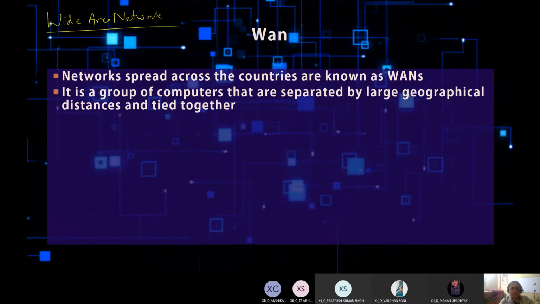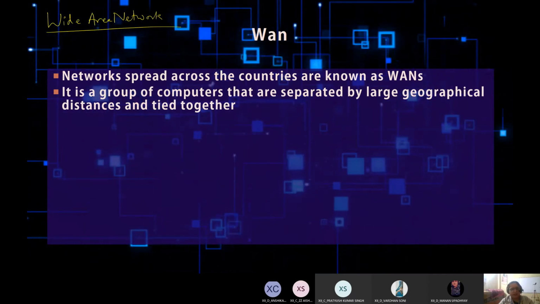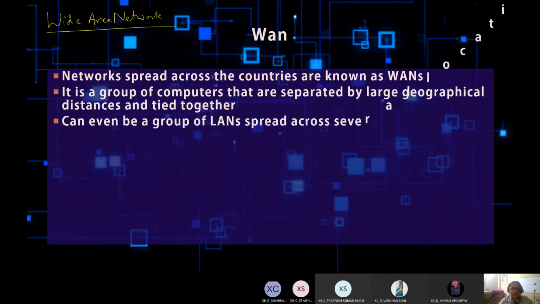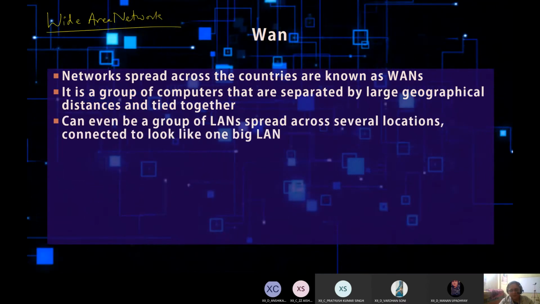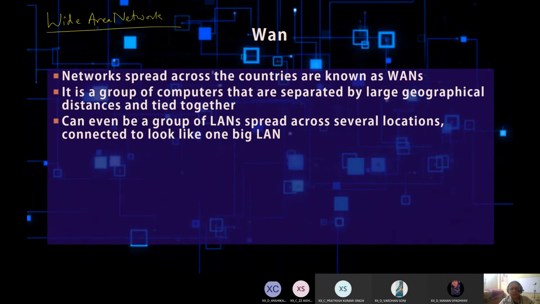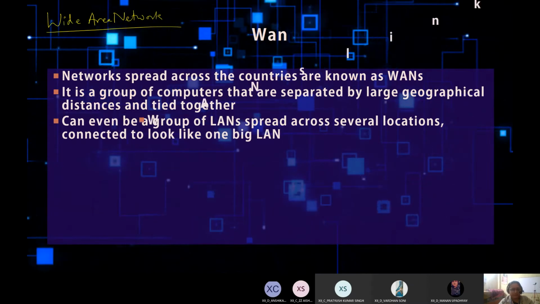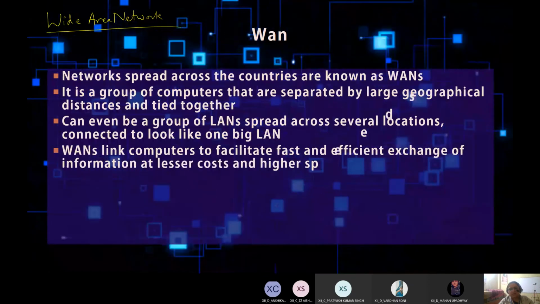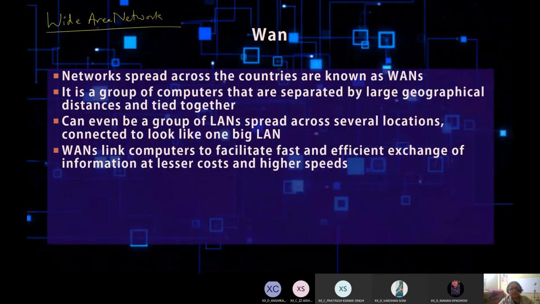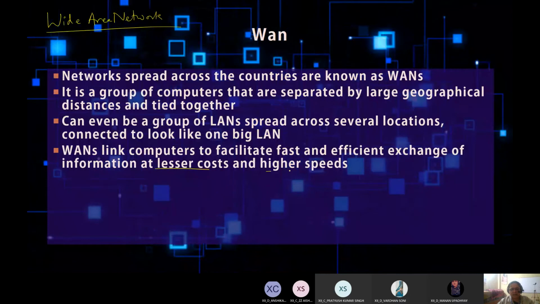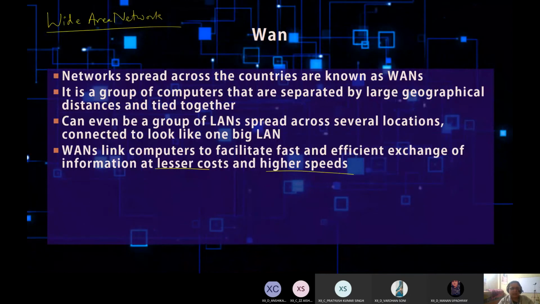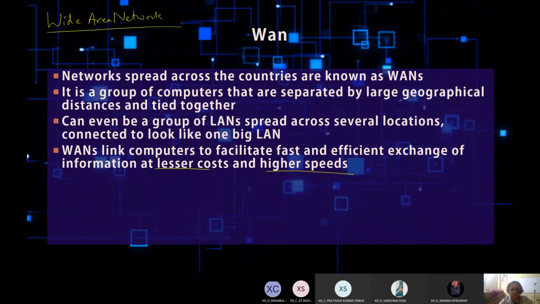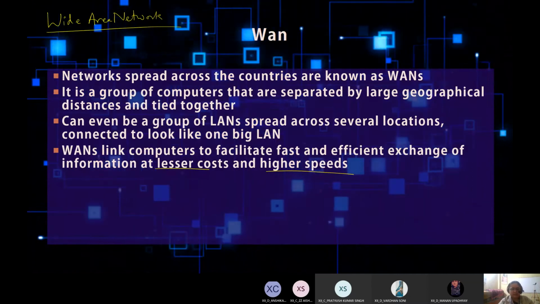So it is a group of computers that are separated by large geographical distances and tied together. It can even be a group of LANs spread across several locations connected to look like one big LAN. WANs link computers to facilitate fast and efficient exchange of information at lesser costs and higher speeds. That is the reason why you send a message to someone sitting at any part of the world and that person receives the message quickly.